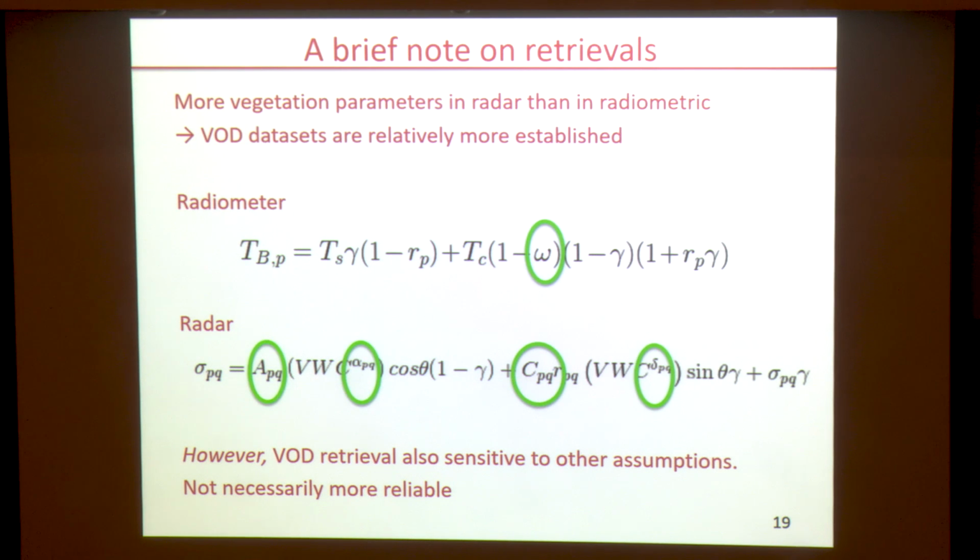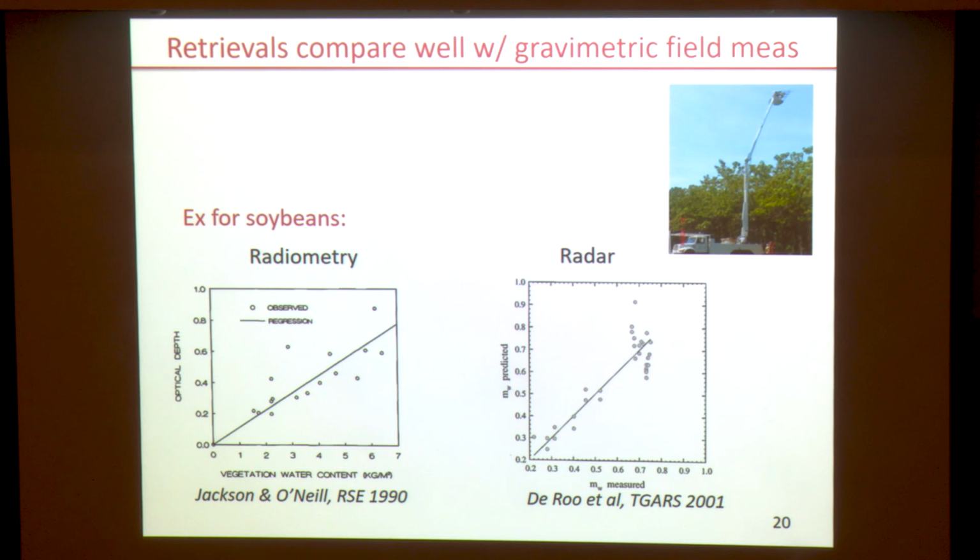But one effect of this is that you'll see we have many more results for radiometry on the plant hydraulic side than for radar. Okay, so far I've mostly talked about electromagnetic theory on why we should be sensitive to vegetation water content with our microwave measurements. Is that actually something that holds up in reality?